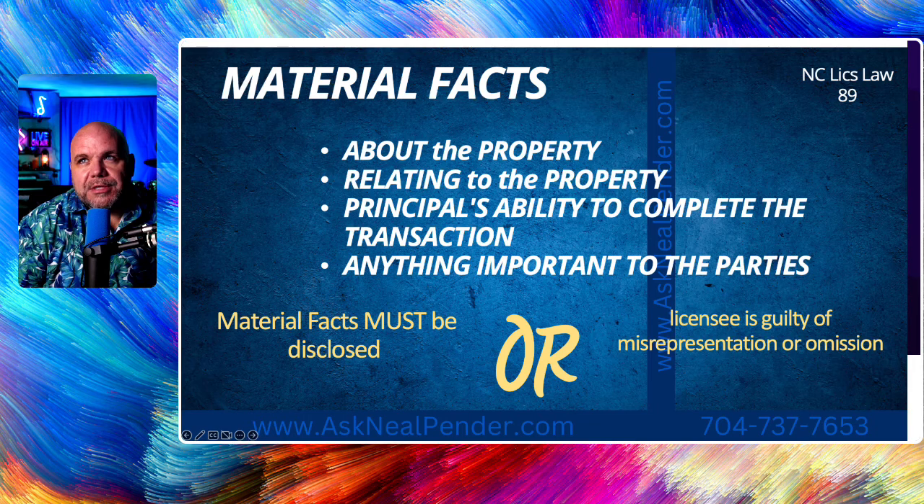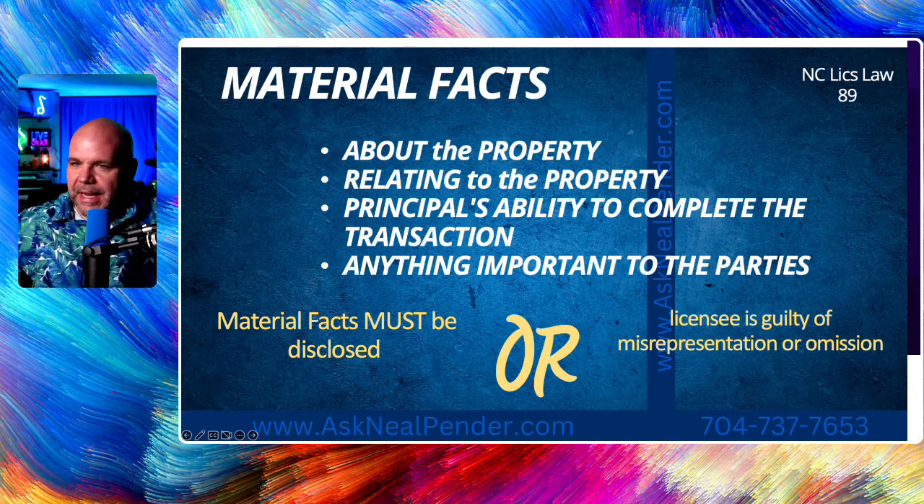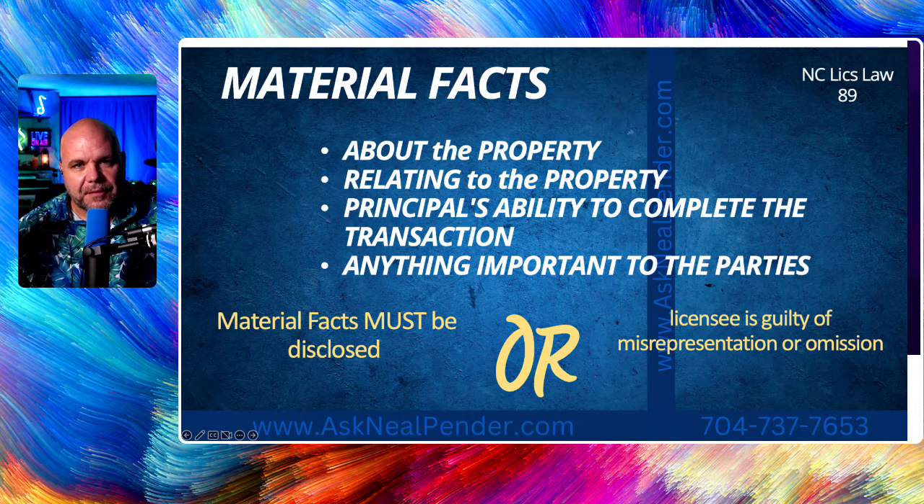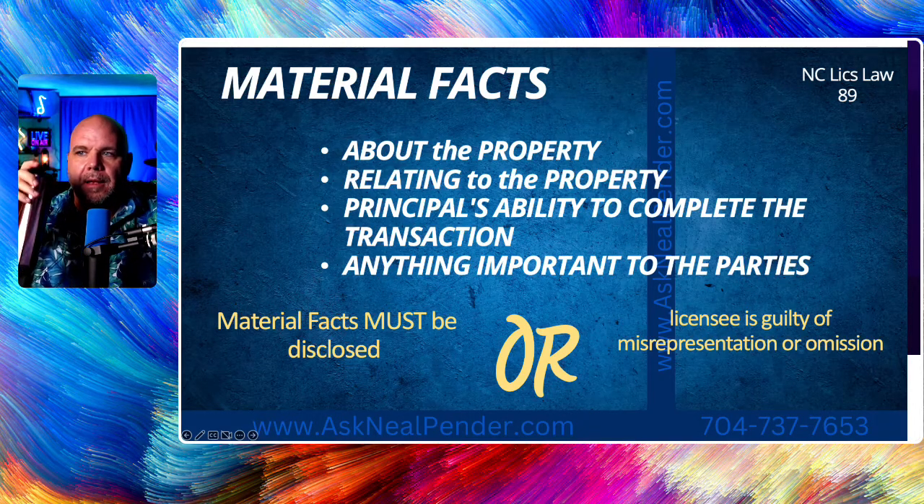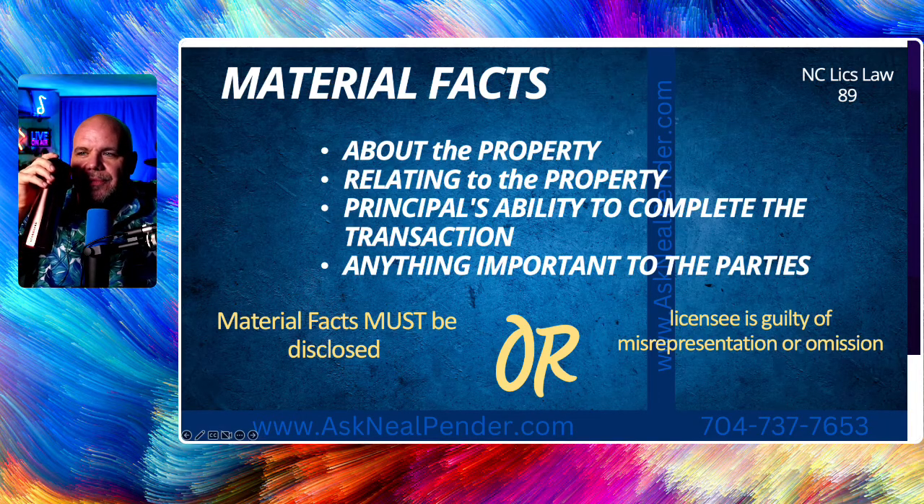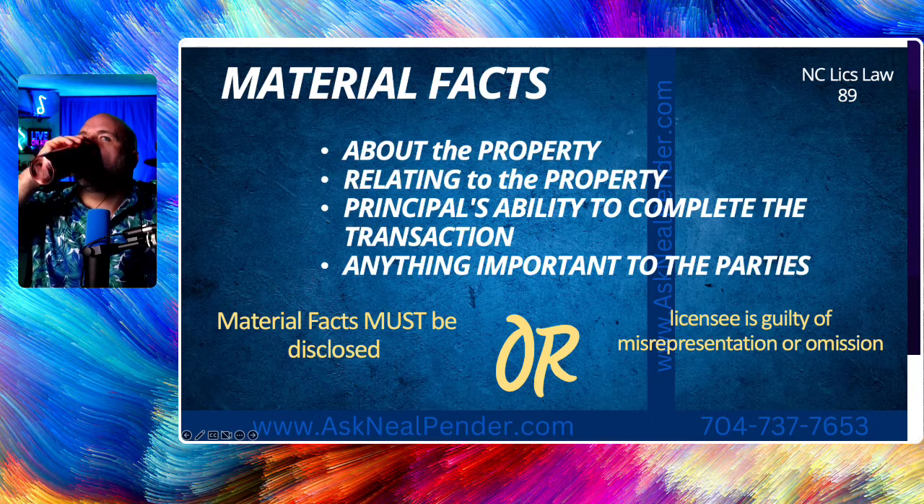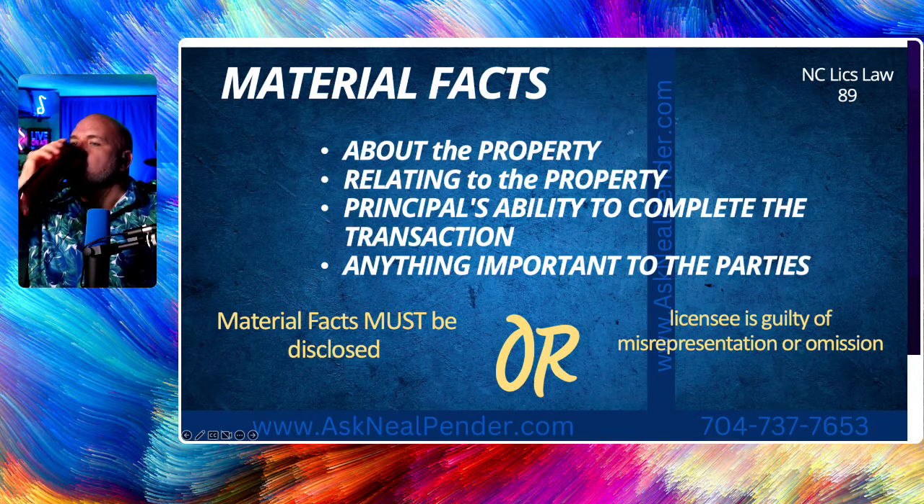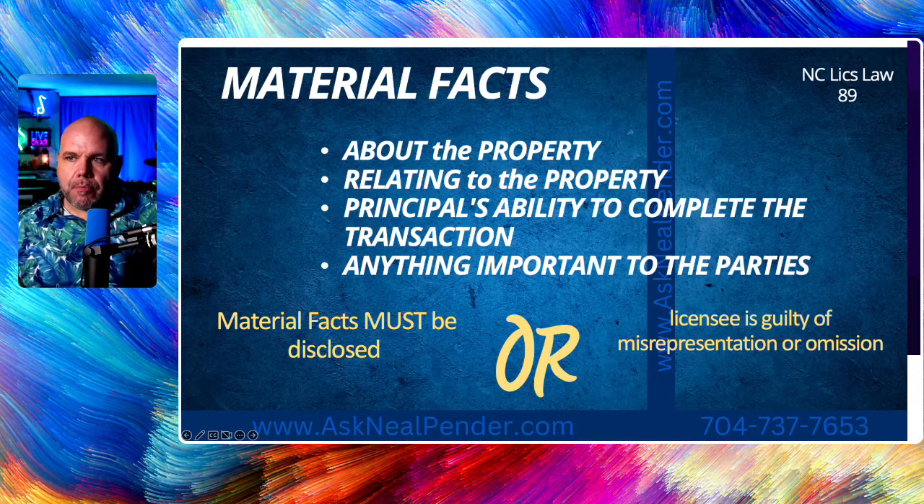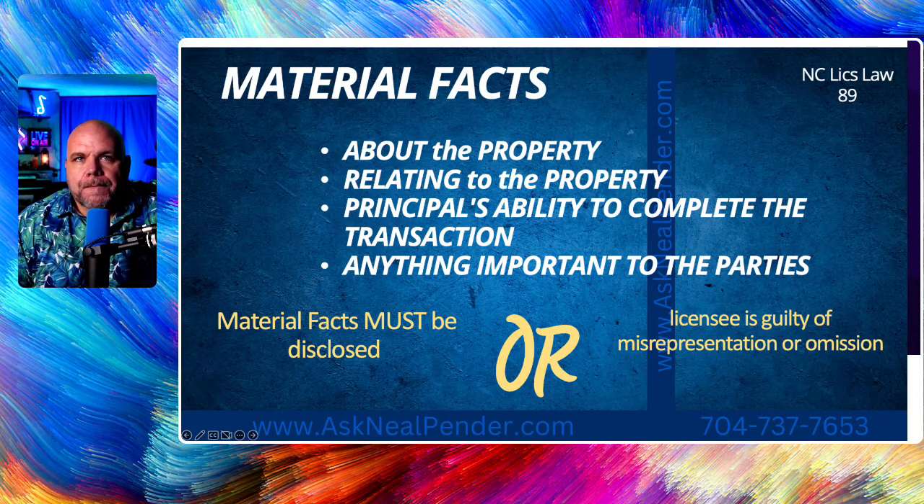When I say the principal's ability to complete the transaction, what's an example of that? In what way could a principal, by the way, is either the buyer or the seller, the people involved in the sale, not the agents, but the people who are either buying or selling. One of them, their ability to actually complete the transaction. What sort of thing am I talking about? What could keep that buyer from buying?